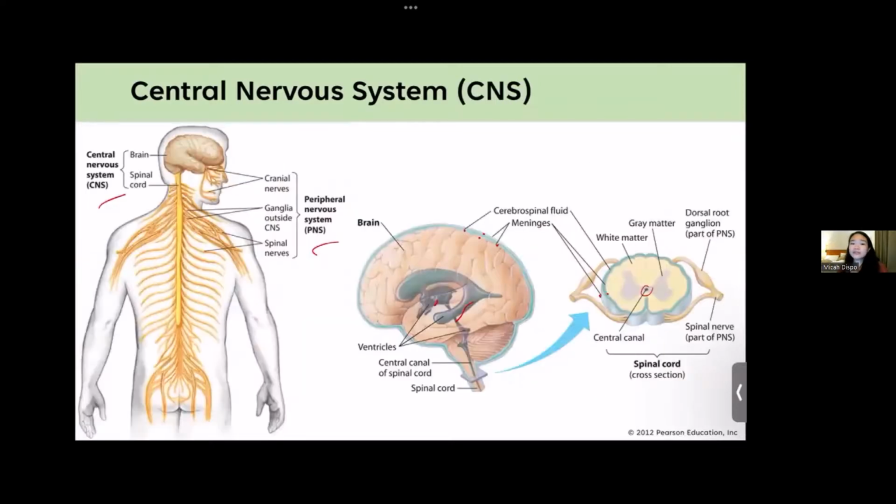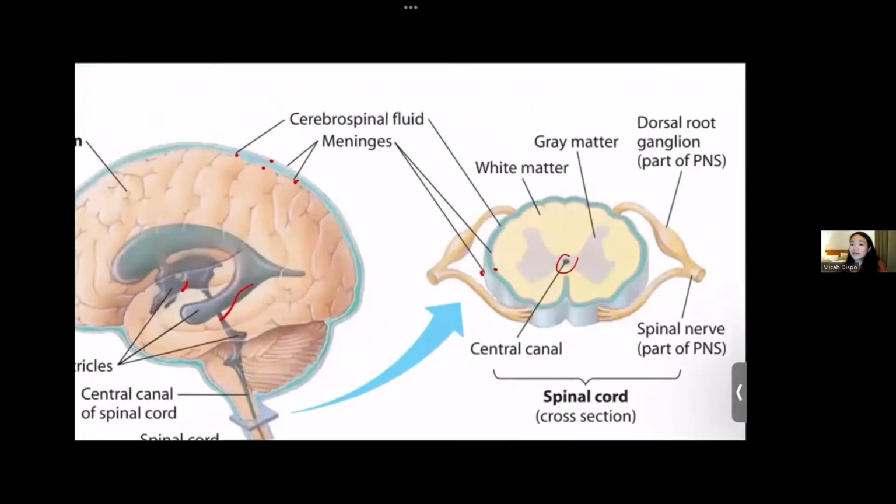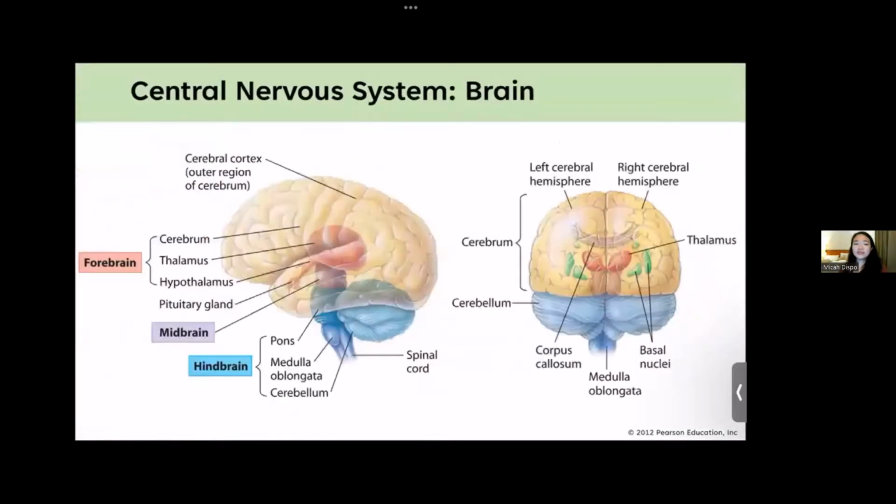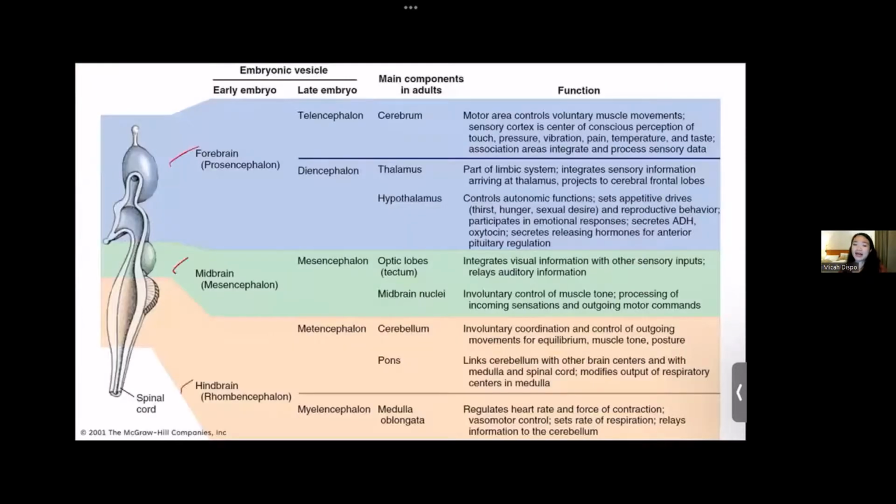So in our spinal cord, which is simply a bundle of nerve fibers, we have our gray matter here and our white matter. So our white matter is composed of axons, while our gray matter is composed of dendrites and cell bodies. Okay, so now let's focus more on the brain. So here we see the brain and its different parts as seen from the side and from the back. So now these different parts of the brain are specialized from 3 bulges that appear at early embryonic development. You have your forebrain, your midbrain, and your hindbrain.